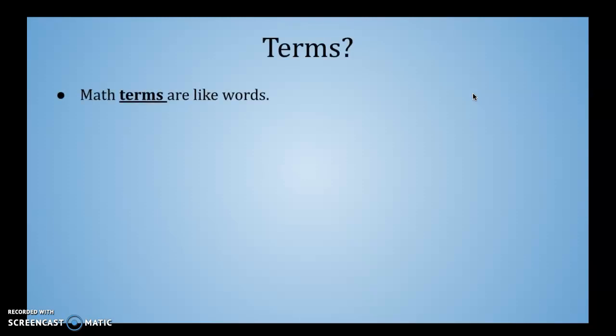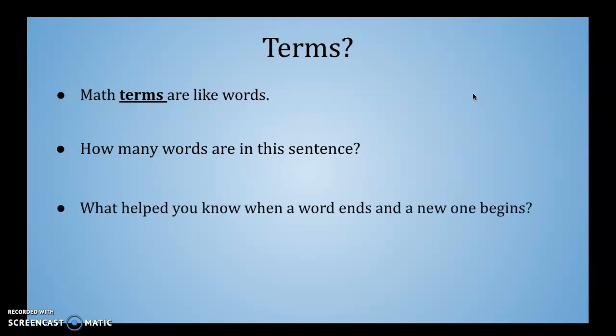Math terms are kind of like words in a sentence. So when you look at this sentence here, how many words are in this sentence? If you go and count, you would probably say 1, 2, 3, 4, 5, 6, 7. And what helped you know when a word ends and a new one begins?